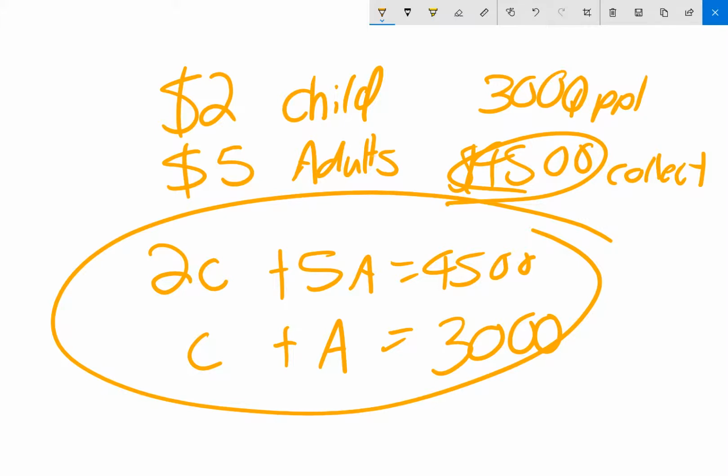I'm going to try and find my old system video that works out a lot of problems similar to this and attach it to the description of this video so you can go watch it if you want to see how I would use the elimination method on this problem, because it's been a while since we did the elimination method, but that's what I would do on this.